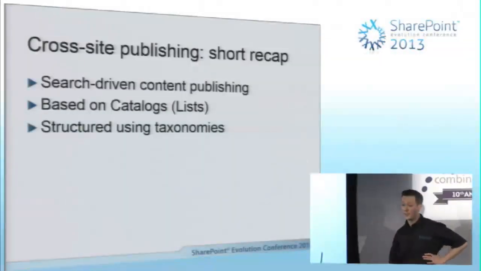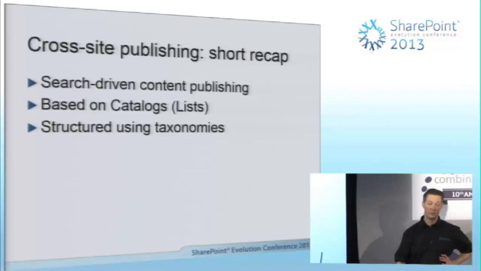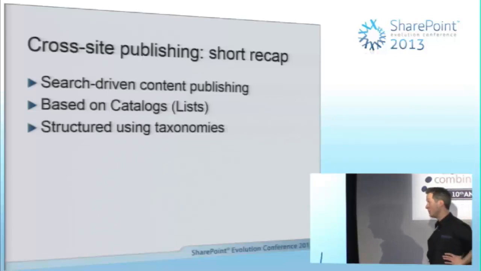So a short recap of what cross-site publishing is. It's a content publishing model based on SharePoint 2013 search. Cross-site publishing is based on catalogs, which are, in fact, lists and libraries. And because all of the content is stored in flat lists and libraries, we have to use taxonomy to define its structure and hierarchy.